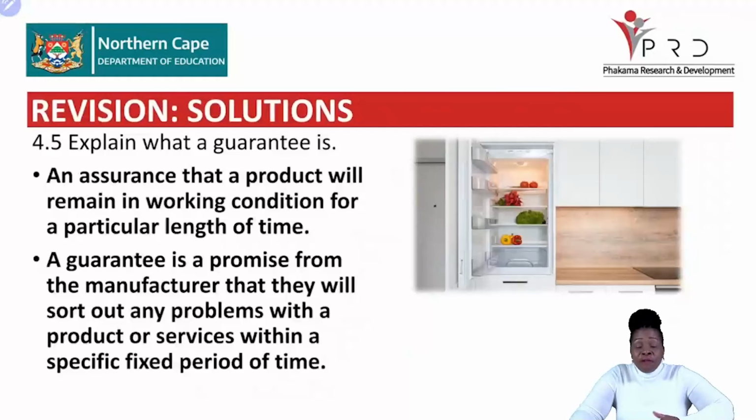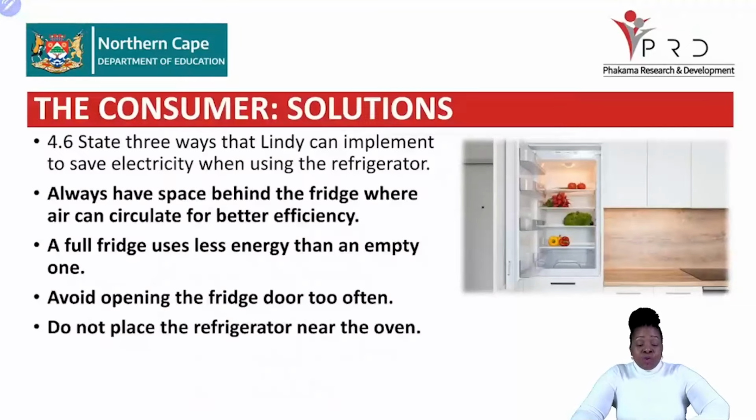So if the refrigerator comes with a 3-year guarantee and then it breaks down after 3 years, you can go back to the shop and they'll tell you the guarantee has expired. Right. And then we go on to our 4.6, reads, state 3 ways that Lindi can implement to save electricity when using the refrigerator. Right.